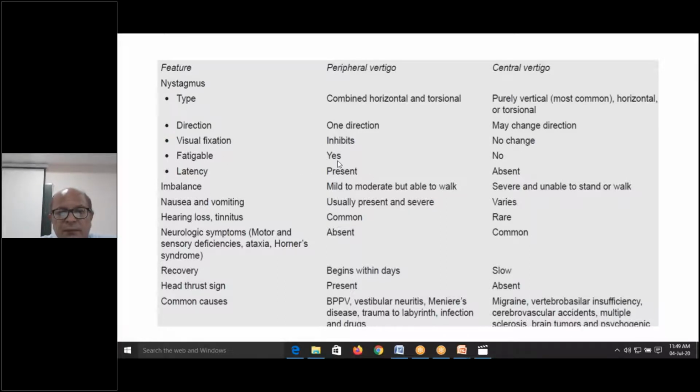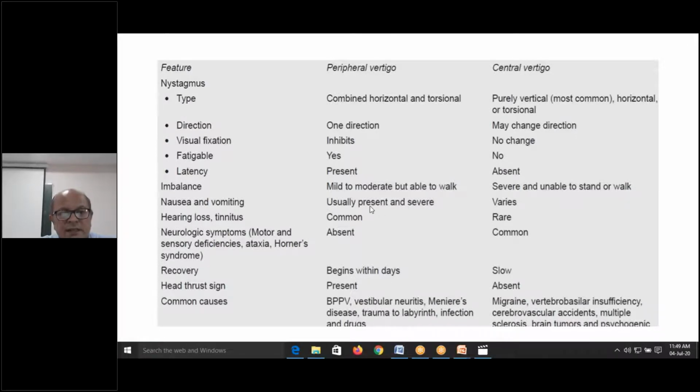Fatigability is present in peripheral, absent in central. Latency is present in peripheral and absent in central. Imbalance: there is mild to moderate but the patient is still able to walk. But in central vertigo, the patient is severe and is unable to stand or walk. So most of them are bedridden, particularly if it is secondary to a cerebellar pathology. Nausea and vomiting are usually present and severe in peripheral vertigo, and vary in central. In some cases there may not be any nausea or vomiting at all.